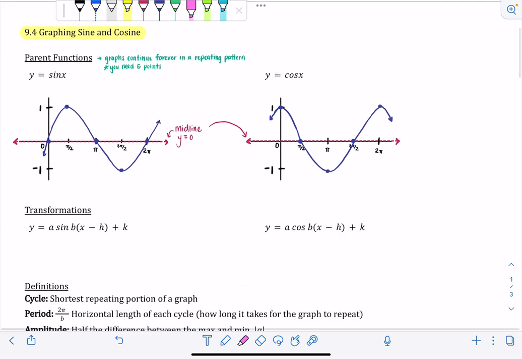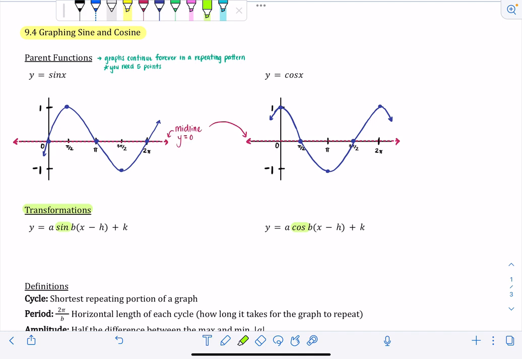Okay, and then the formulas that have all the different variables put into them for transformations are down below. So for sine, it's y equals a sine b of x minus h plus k. And then for cosine, it's basically the same thing, just we swap out sine for cosine. So all of the other variables are in the same place. B is new, but a, h, and k all pretty much mean the same thing as they have all year.